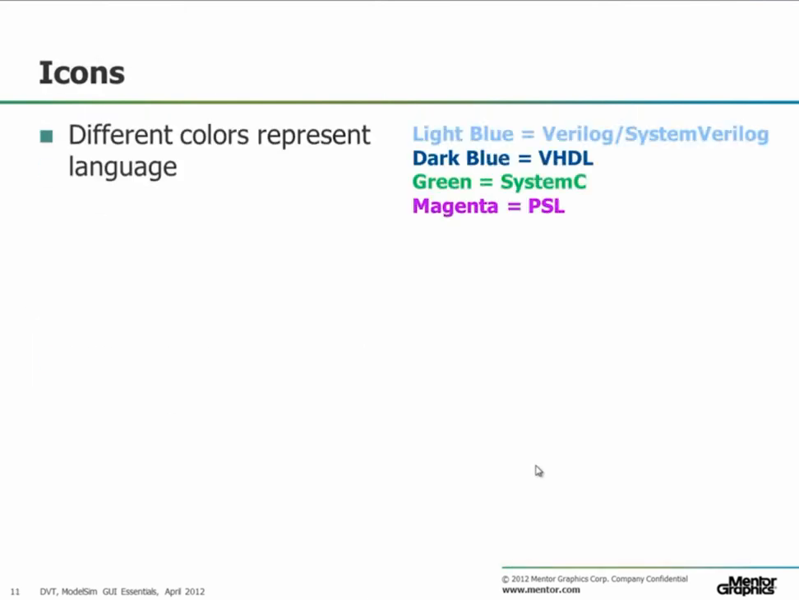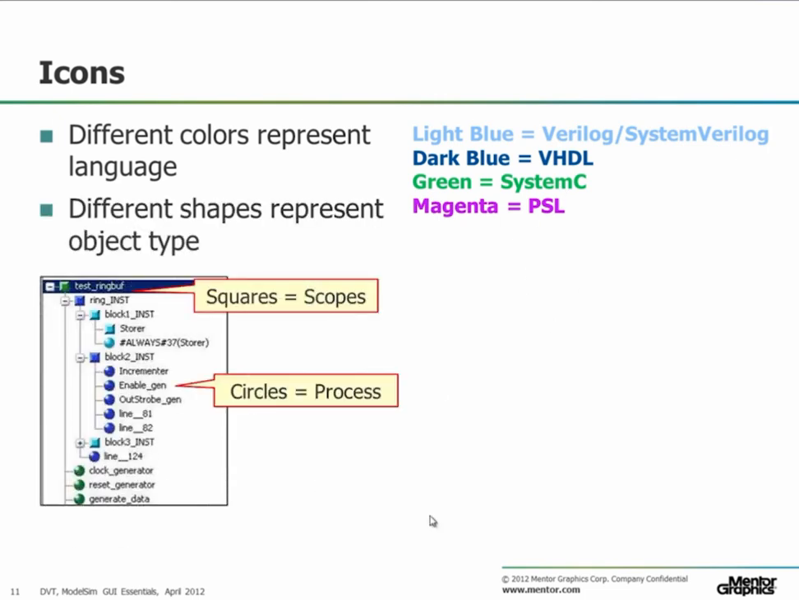One of the things you'll see in ModelSim is that there's a lot of icons, and they have shapes in different colors. So anytime you see light blue in the icons, you know that that is referring to either Verilog or SystemVerilog code. If it's dark blue, it is VHDL code. If it is green, it's SystemC code. If it's magenta, it's PSL. And then, for instance, squares, like this blue square, is a VHDL entity architecture pair. This light blue square is a Verilog module.